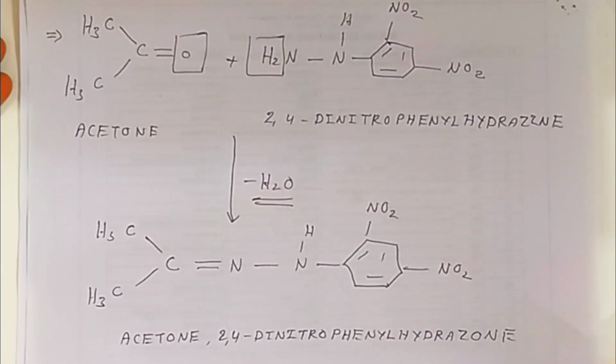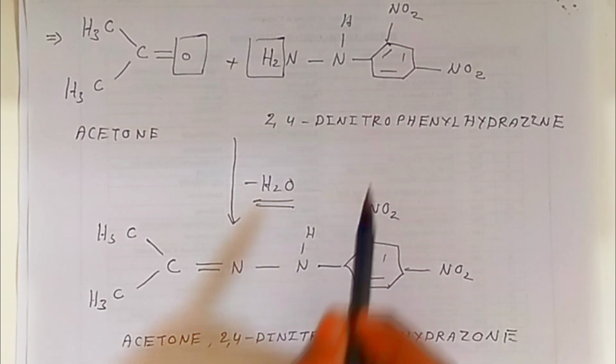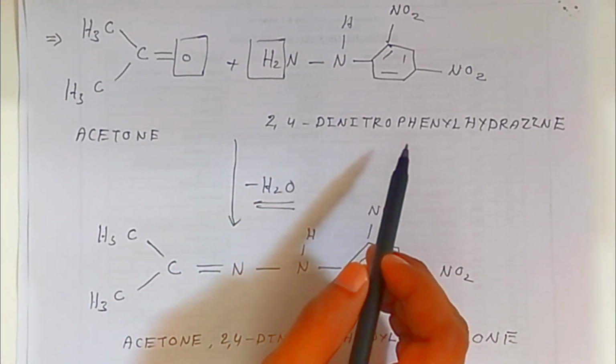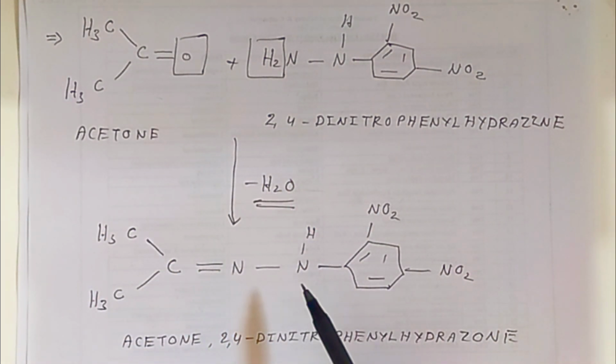This is very important from the examination point of view, students. In the examination, sometimes they may ask for the action of 2,4-dinitrophenyl hydrazine. This is also called 2,4-DNP. So 2,4-DNP is nothing but 2,4-dinitrophenyl hydrazine, and with acetone you get the derivative. This is the characteristic reaction of aldehydes and ketones. This way you can identify aldehydes and ketones. These are very important for the examination, students.